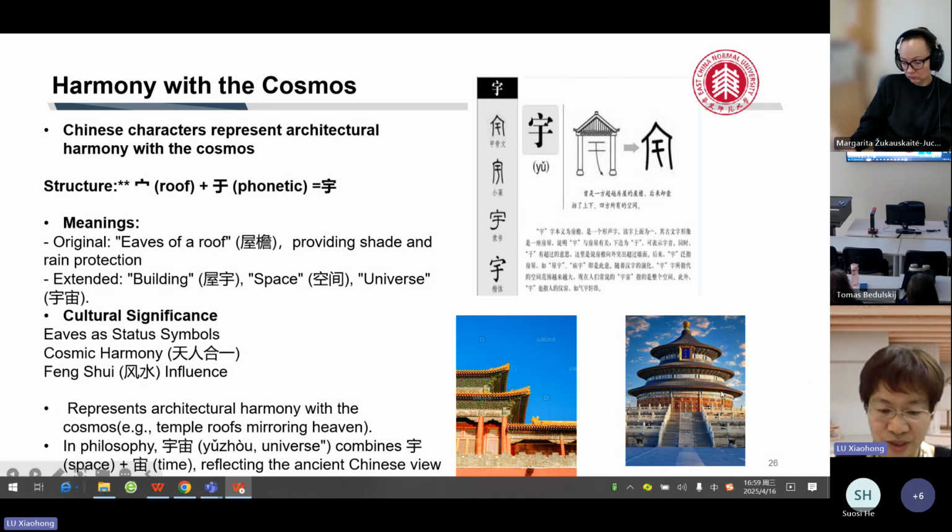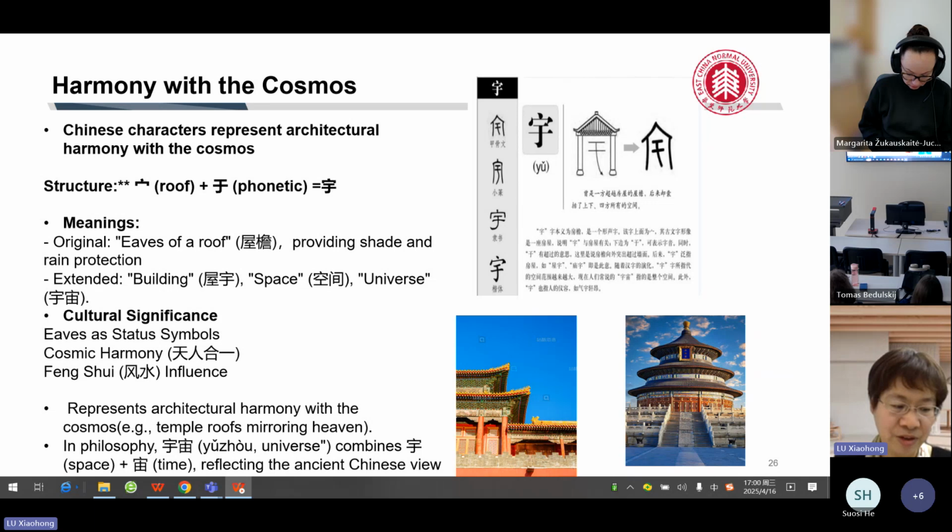So here you can see this is the 天坛, the Temple of Heaven. You can see the eaves here. It has this circular layering, so it indicates a kind of connection with the heavens. And then the word yu also has great influence in feng shui. Because yu indicates a kind of protective eaves, these protective eaves were believed to ward off evil spirits. So the eaves have the protective function to ward off evil spirits.